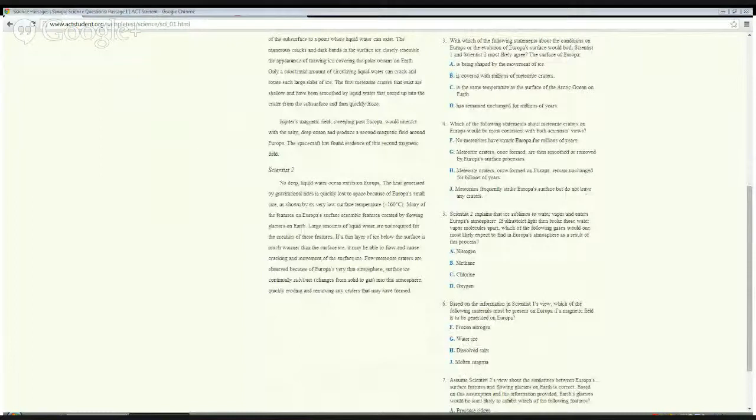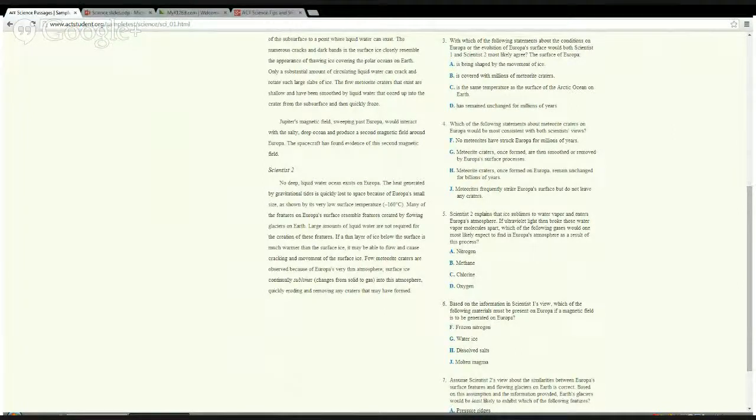Okay, 5 says, scientist 2 explains that ice sublimes to water vapor and enters Europa's atmosphere. If ultraviolet light then broke those water vapor molecules apart, which of the following gases would one most likely expect to find in Europa's atmosphere as a result of this process? Now, I had a little bit of a problem with this question, because I do think you need some outside information to answer it. And I've been telling you, you don't need any outside information. This is basic science information that you need, but still, it is outside information.